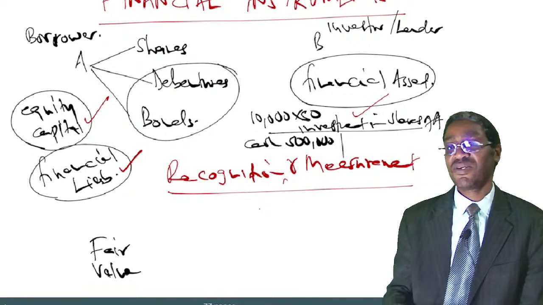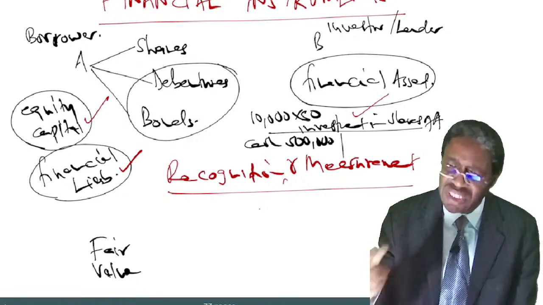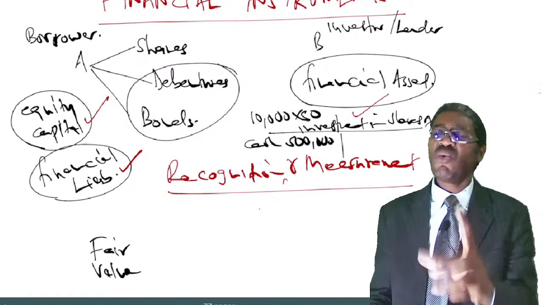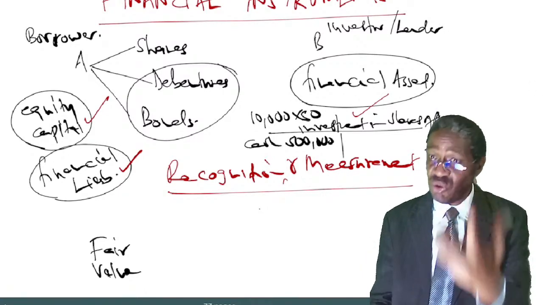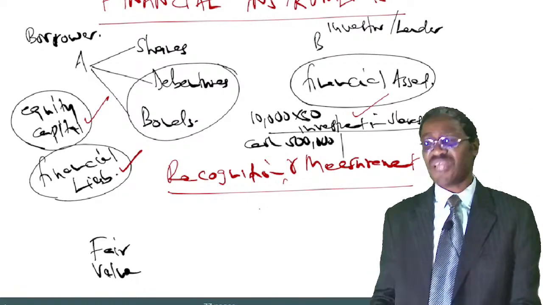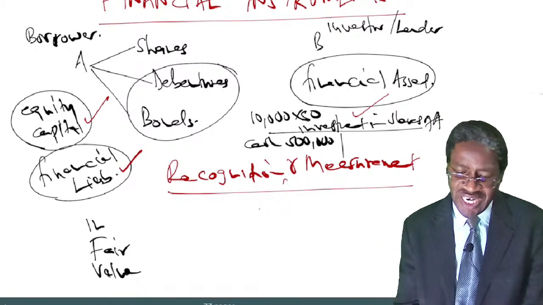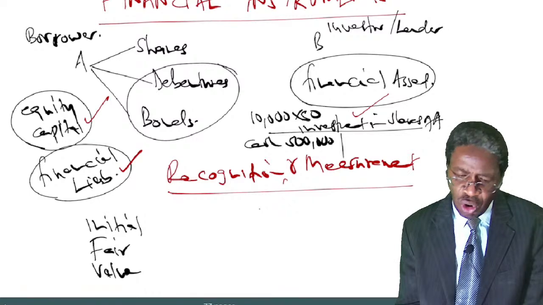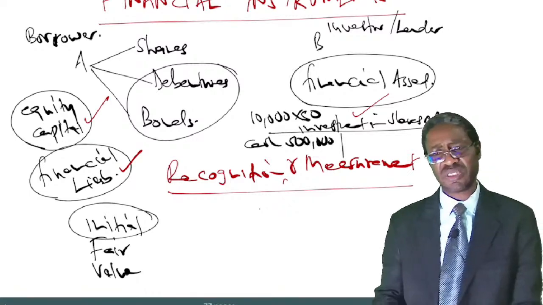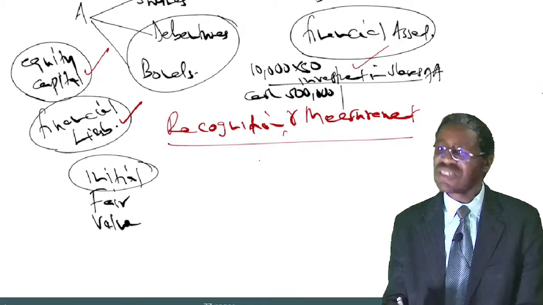Good. But then the question is, how will you remeasure it at the end of the year? By the end of the year, at what value are you going to carry it down? So that's what I want to talk about. Otherwise, I've said, on initial recognition, all financial instruments should be measured at their fair value.